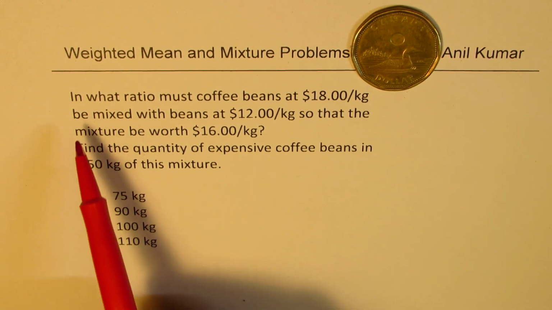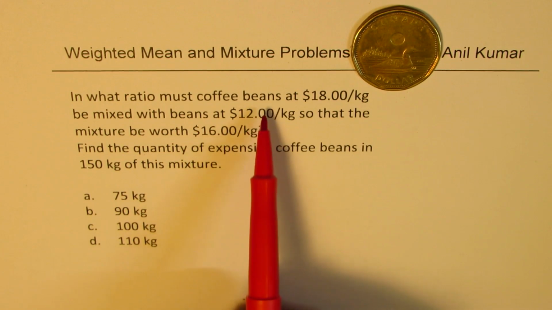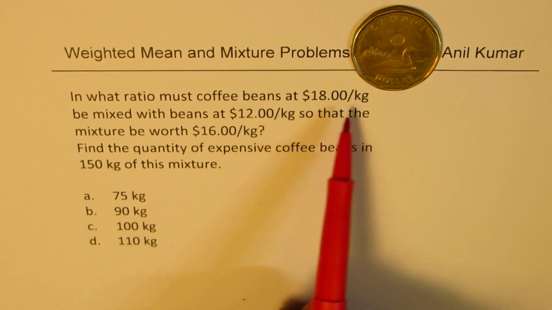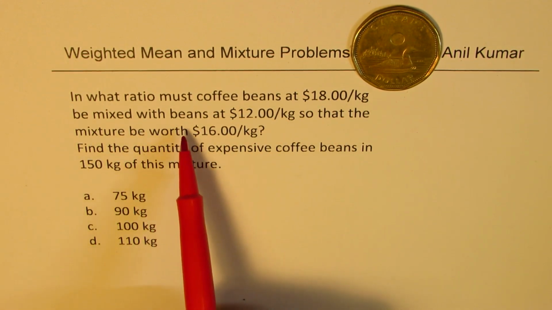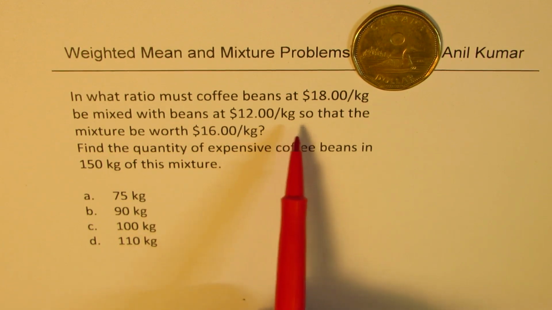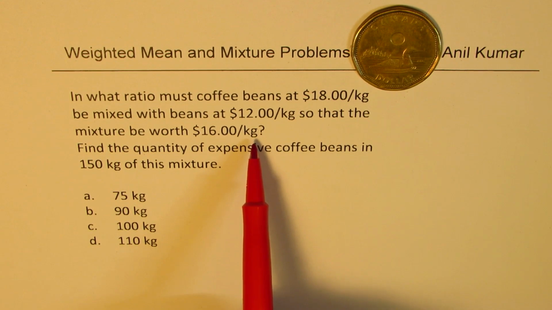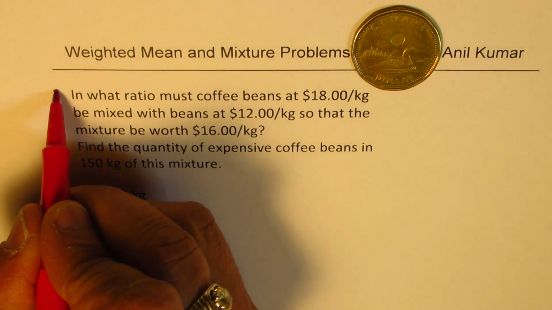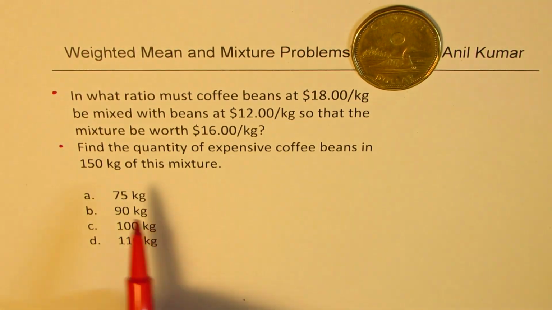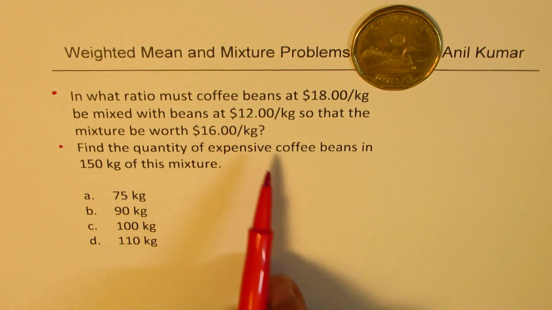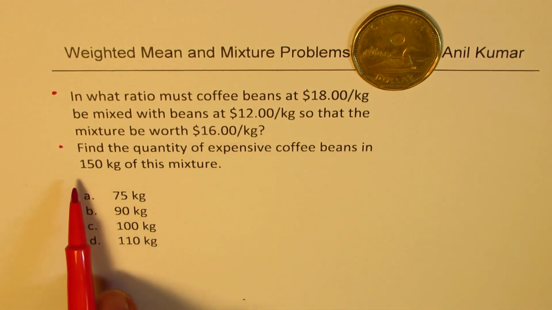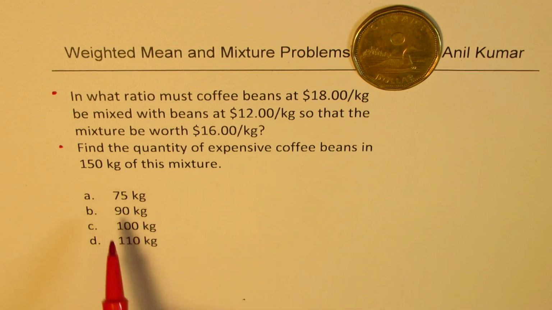Let's look into it. In what ratio must coffee beans at $18 per kg be mixed with beans at $12 per kg so that the mixture is worth $16 per kg? Right? That's the first part. And the second part to this is: find the quantity of expensive coffee beans in 150 kg of this mixture. Four choices are given to you. I would like you to pause the video and solve this particular question.